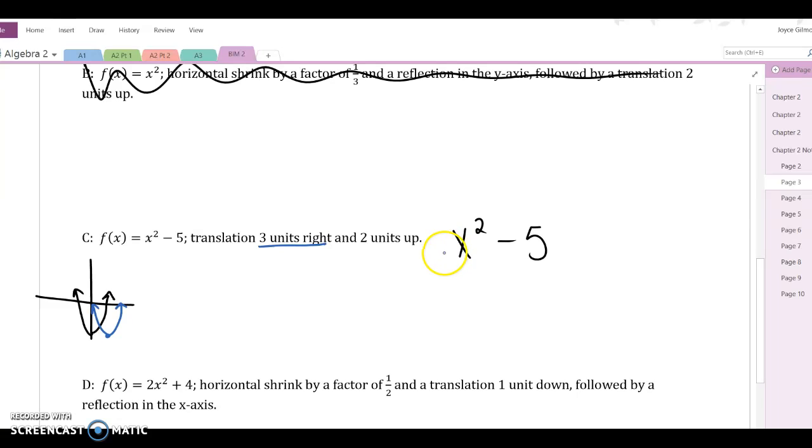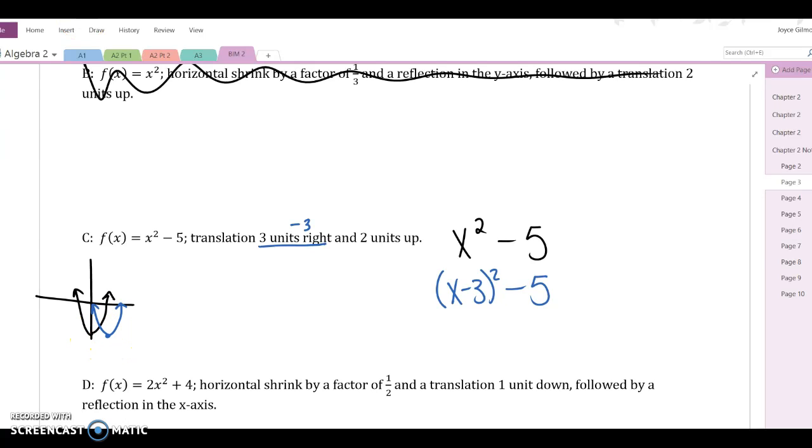To move it to the right, you have to add or subtract inside the parentheses. Well, I don't see parentheses, so we need to put parentheses in there. And then 3 units right would be -3 inside the parentheses. So parentheses x minus 3 squared, and we still have that -5 from our original. So this blue one is what the graph currently looks like. We're still down 5, but now we are right 3 from where we started.